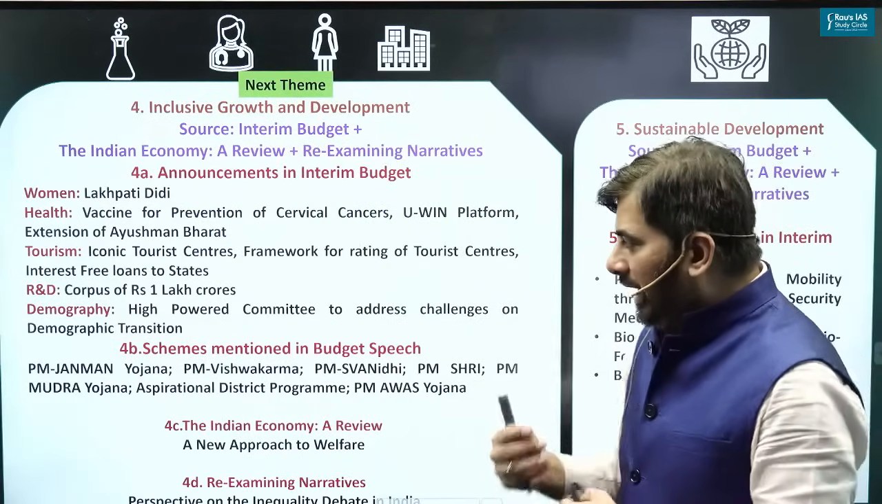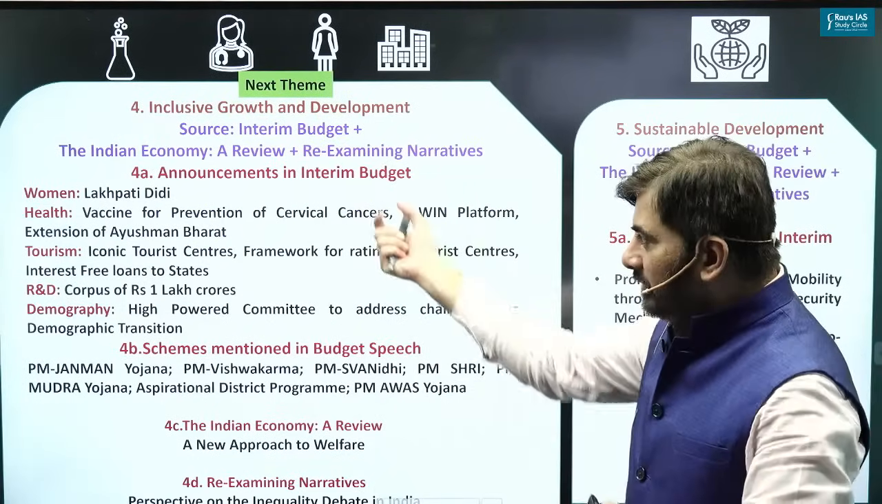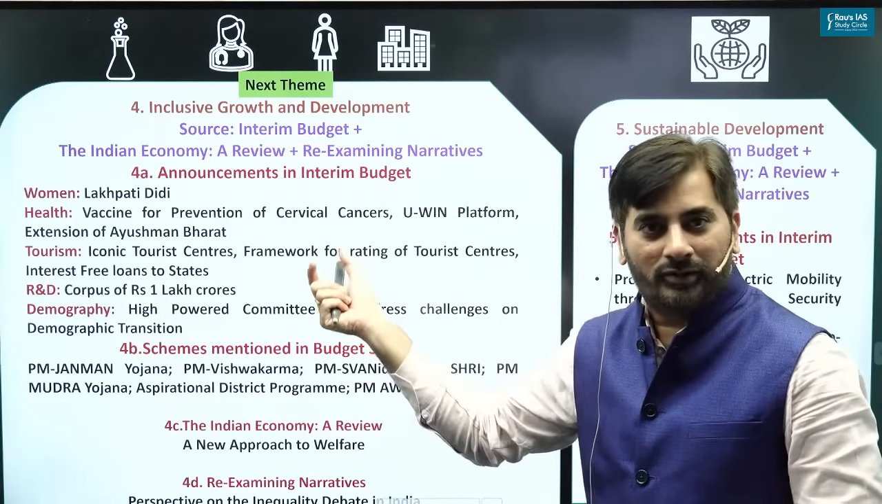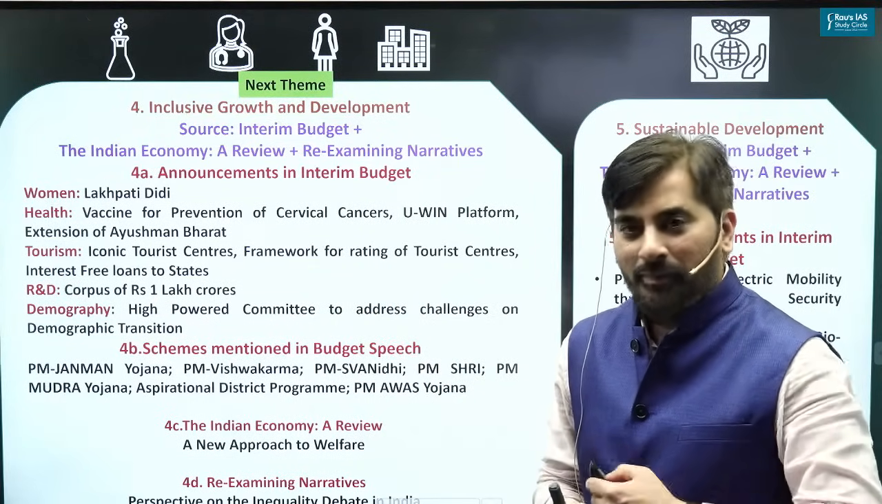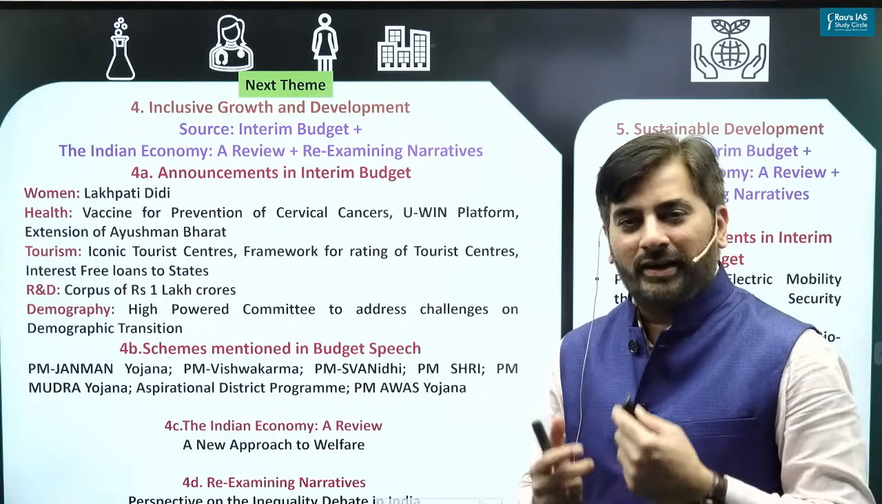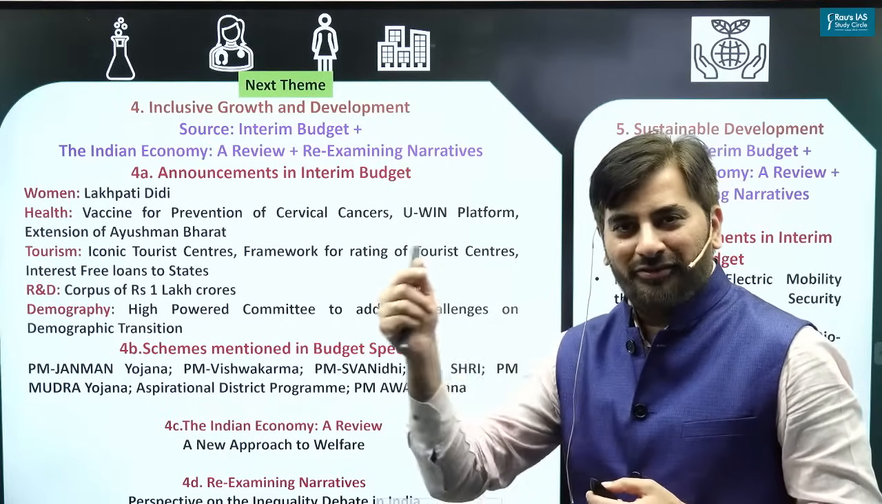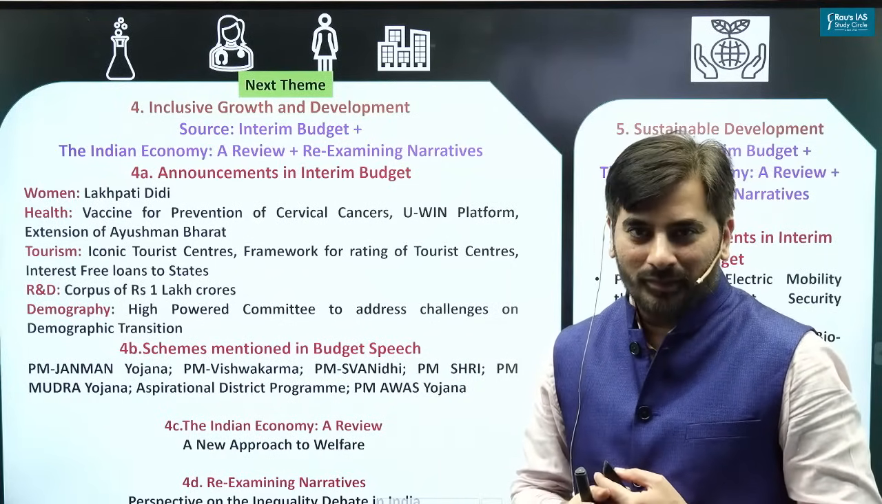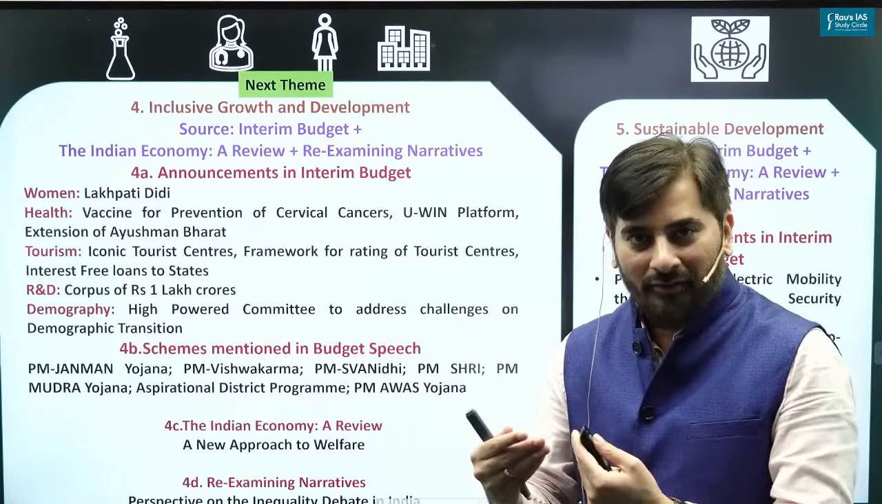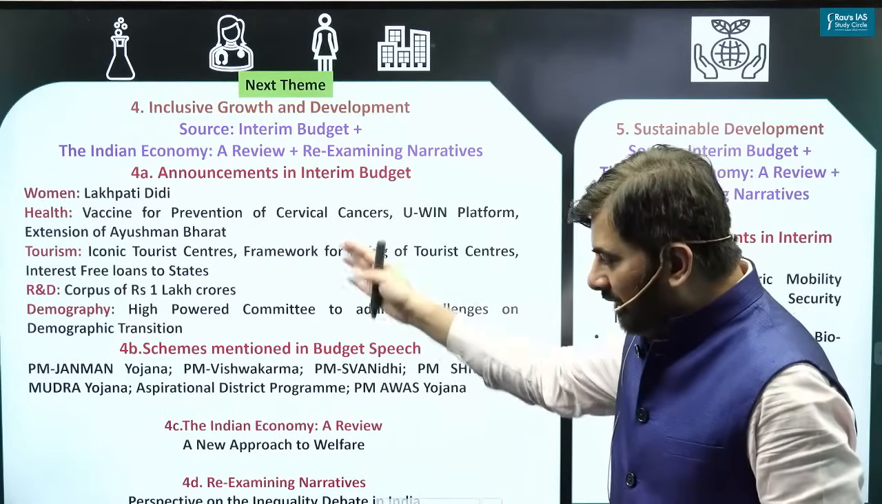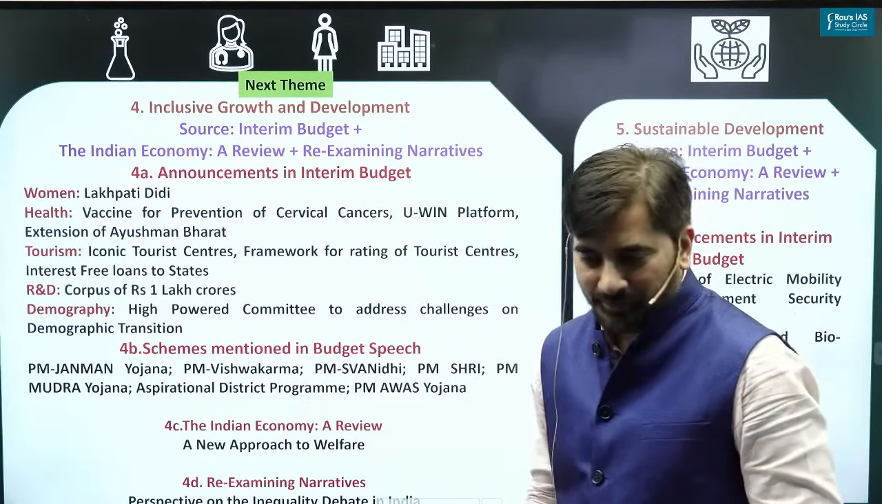Now, before I take a deep dive into this particular theme of inclusive growth and development, let me first explain to you what exactly is inclusive growth. How is inclusive growth different from welfare approach? Having understood inclusive growth, then we'll discuss the different aspects.